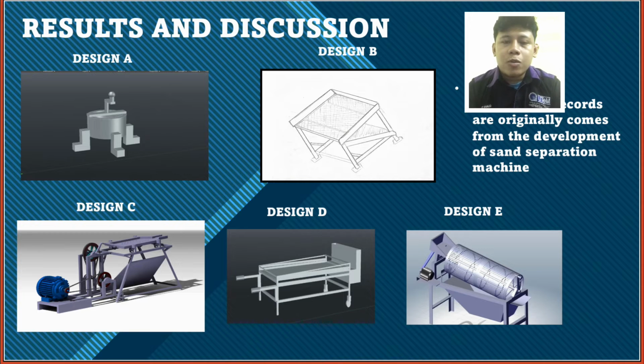So without wasting our time, we move to the next chapter for this project, the results and discussion. All data and experiment records originally come from the development of the sand separation machine. As we can see in the bottom picture, these are the 5 designs that I created and listed. All these designs will be used for the next process and analysis for the product design specification.